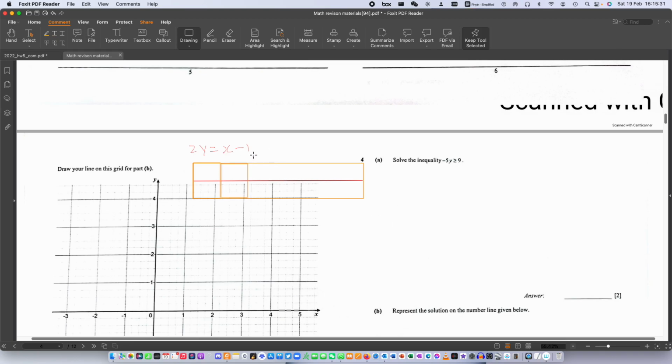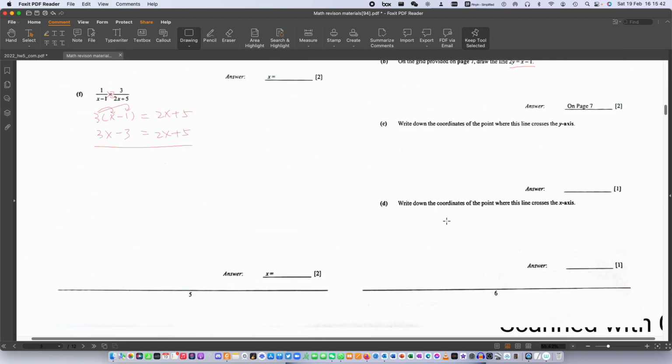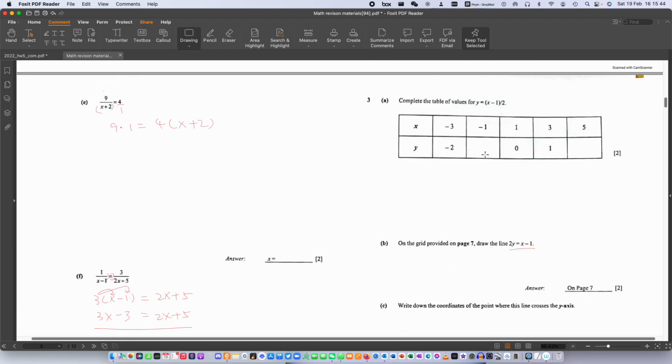X equals 10. No. Then? Over here the table, right? They give you a table? Are they the same or not? You see the funny thing? They give you this, and then they give you this. Are they the same? No. How do you decide whether they are the same or not?